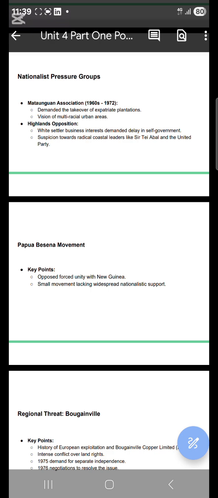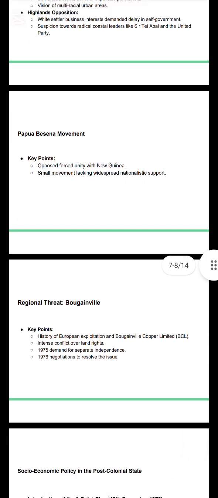And lastly is the Papua Besena movement. The Papua Besena movement opposed forced unity with New Guinea. This was led by Josephine Abijah. They didn't want to be part of the Papua New Guinea Act. They wanted to be part of Australia.